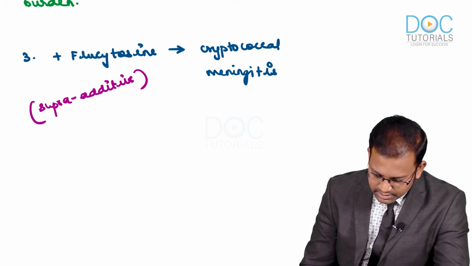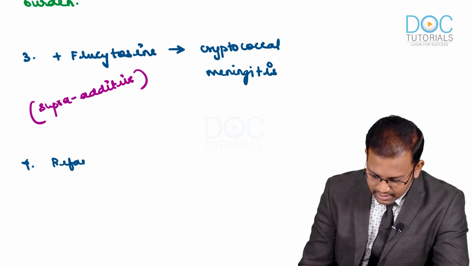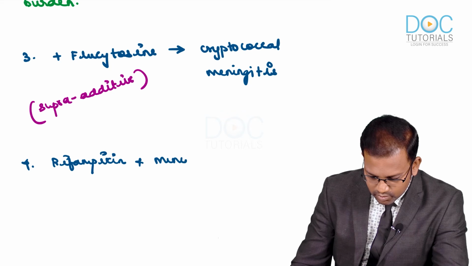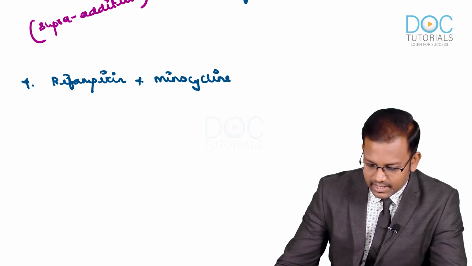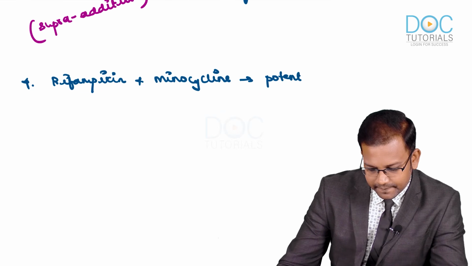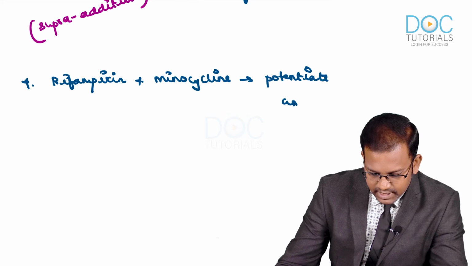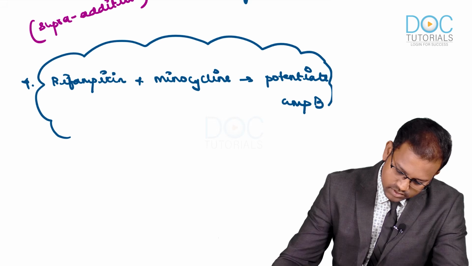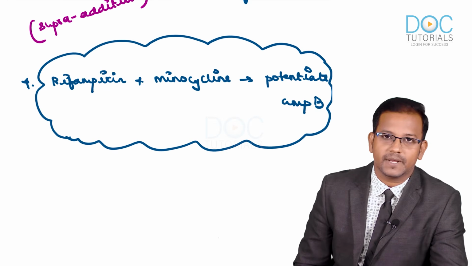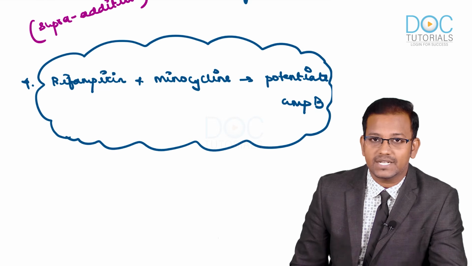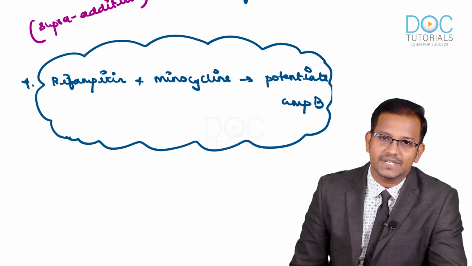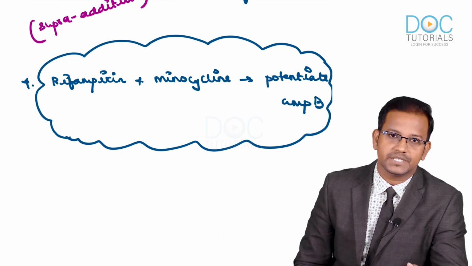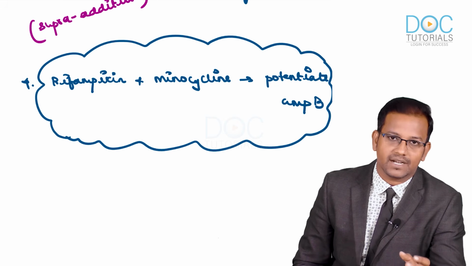And one more important interaction is with rifampicin, the anti-mycobacterial drug. Rifampicin and one of the most important tetracyclines, minocycline, tend to potentiate the activity of amphotericin B. Most important drug interaction, guys. Is that clear? We can utilize this in future if the effect of amphotericin B is not up to the mark for a particular patient. We can add rifampicin to potentiate its activity.